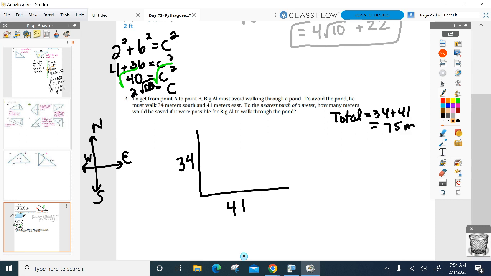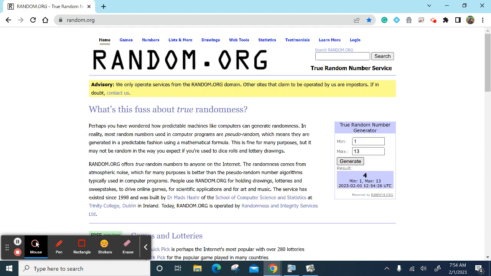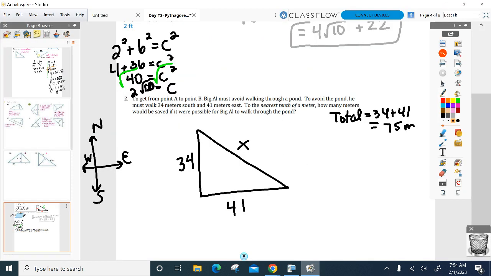All right, well, how much could he have done walking through the pond? So we already know he's got 75 meters down. But what could it have been if he walked through the pond? Pythagorean theorem. Can you set it up for me? You want to set up Pythag here? 34 squared plus 41 squared equals c squared. Yep, good.